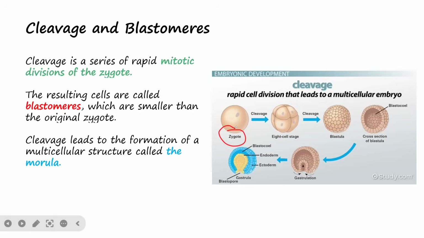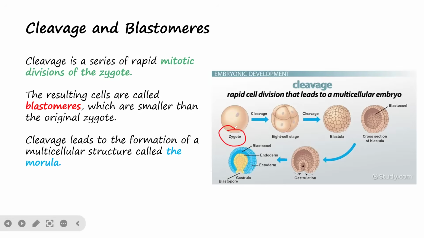So this is actually the beginning of embryonic development, where there is rapid cell division that leads to a multicellular embryo. So it started from the blastula, then to the morula. From the 8-cell stage, the 8-cell stage is the blastula.